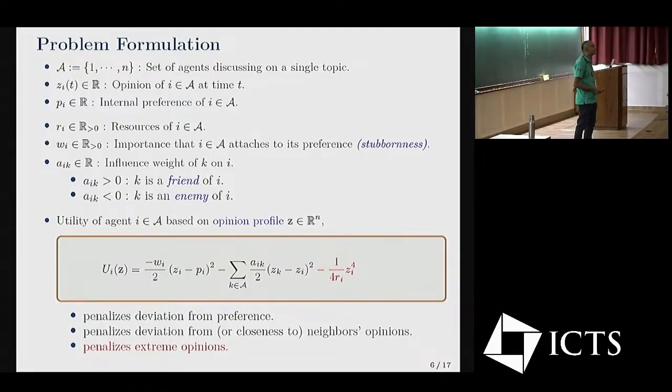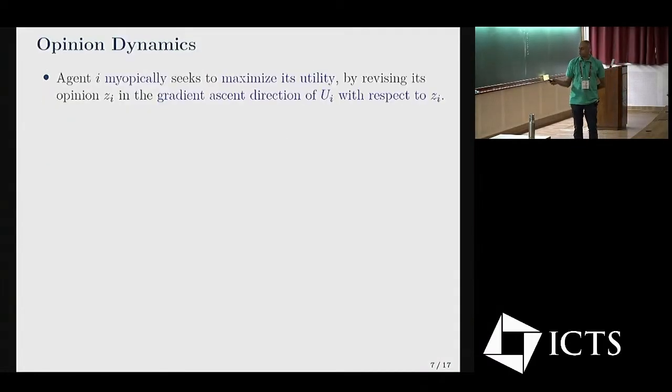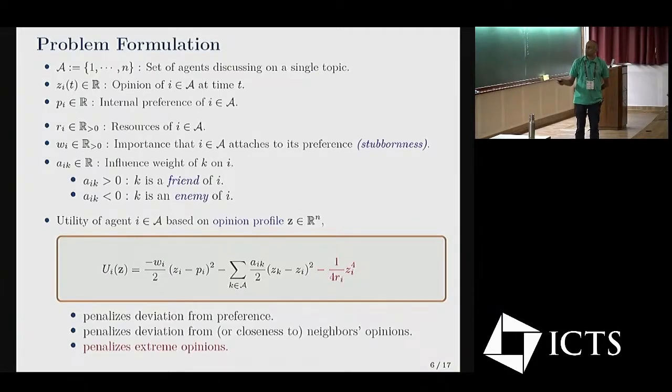So what motivates the power of 4 in the last term? Basically, because we are thinking of resource limitation, right? So if z_i is too large, then it should not be. I mean, you think of it as a proxy for a hard constraint, right? Yes.